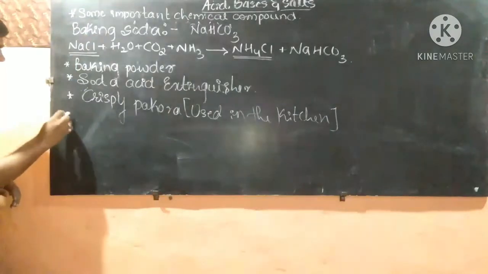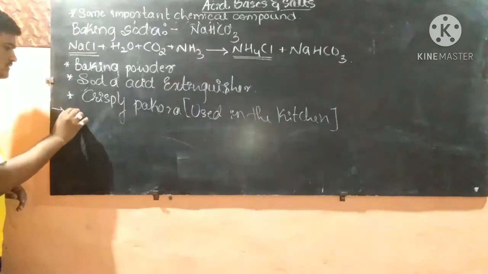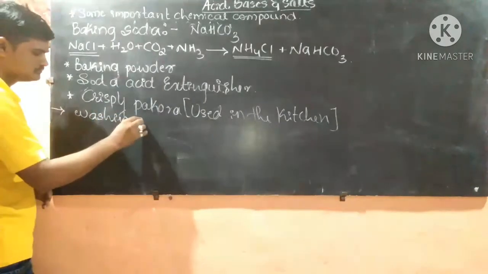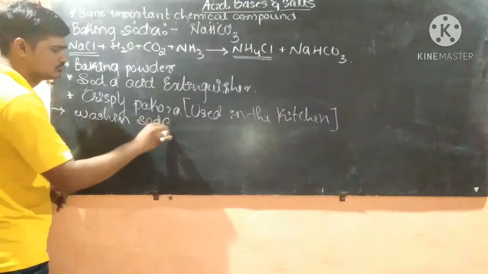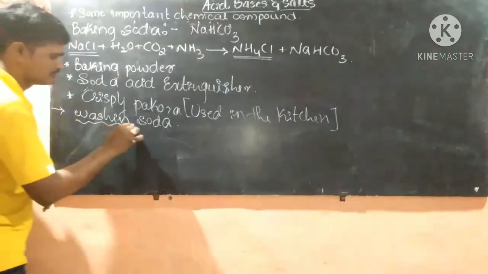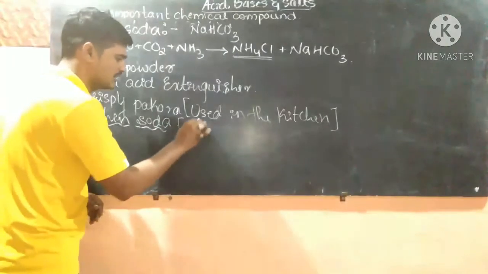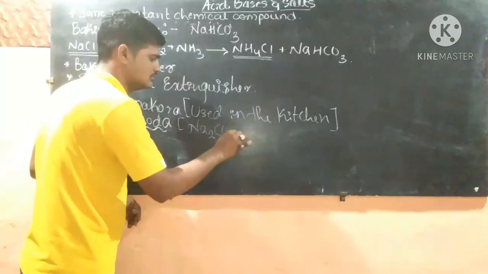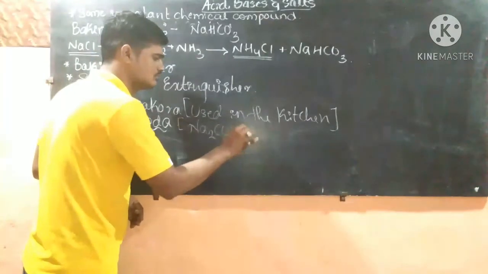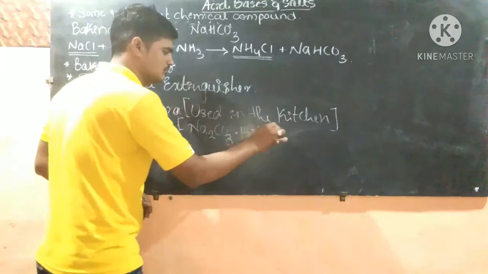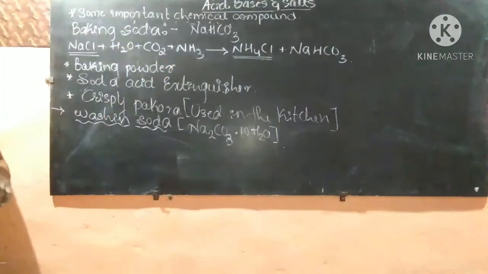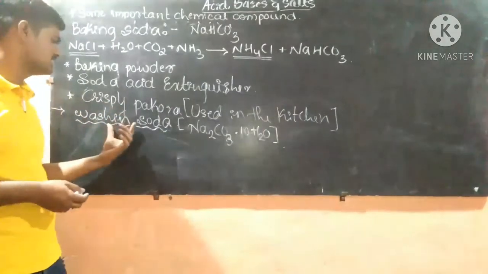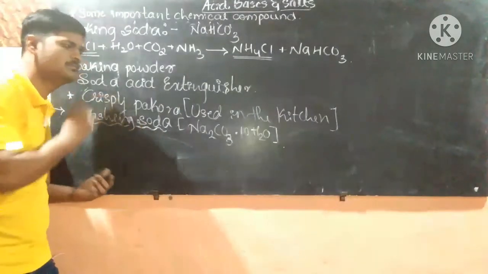And the next one is washing soda. The chemical formula for washing soda is Na2CO3·10H2O. Na2CO3·10H2O. Let me write the chemical reaction taking place in the preparation of this washing soda.